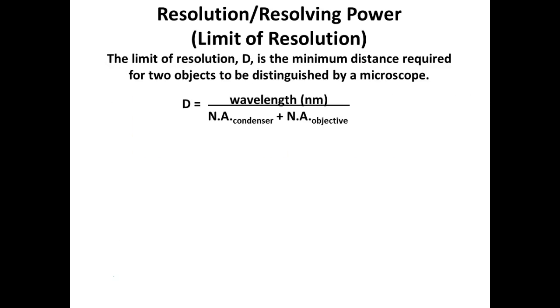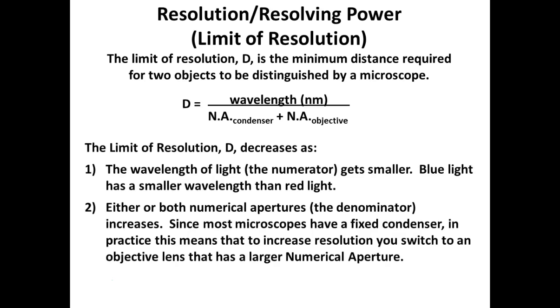So it is the wavelength of light over the numerical aperture of your condenser, because it focuses light onto your specimen, plus the numerical aperture of whichever objective lens you're using to magnify. NA stands for numerical aperture, D stands for resolution or limit of resolution. With resolution, we actually want a small number. We want to be able to get them really close together and still see them. The smallest fraction is when the top, our wavelength, is the smallest. So we use blue light filters because they have the smallest wavelength of light, and therefore give us the smallest resolution.